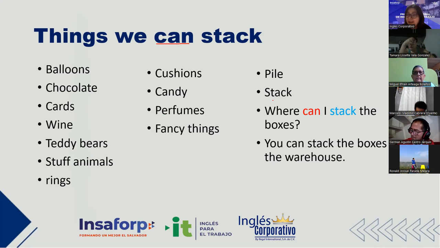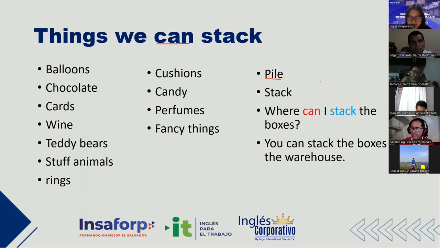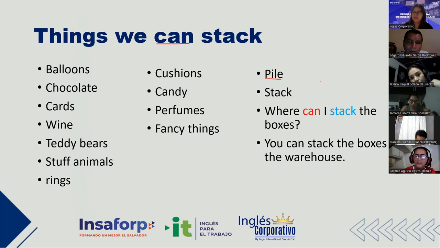We can stock pile in this, so check, pile. We can stock fancy things. Here we say pile. ¿Se acuerdan que ayer vimos la palabra pile? ¿Qué significa? Apilar. Amontonar. What is stack? Y pile y stack tendrán el mismo significado. Not exactly. What is a stack? Pila, sí. Estibarlo uno sobre otro.